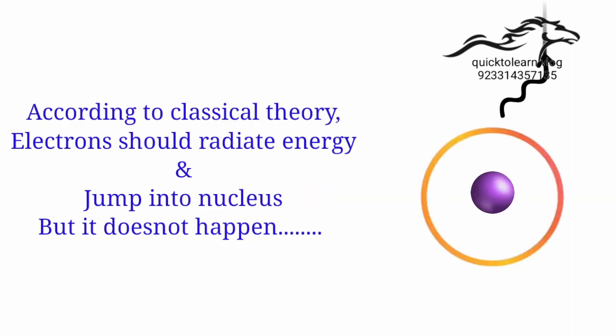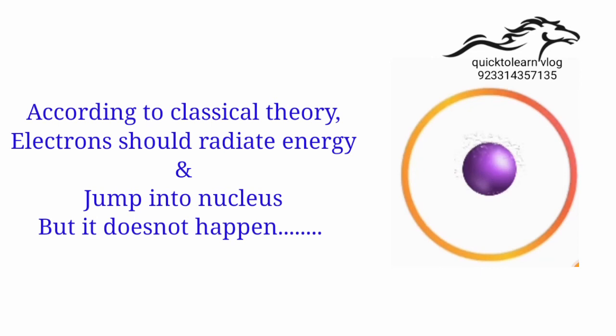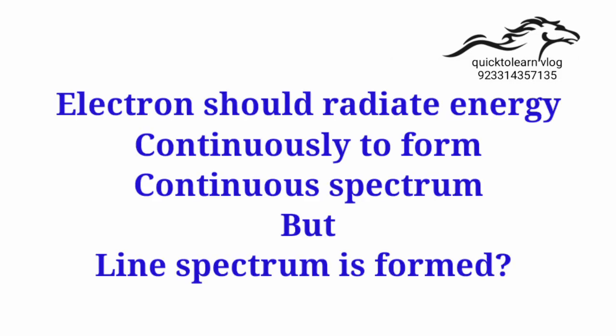What are the defects, that is, the limitations, which were observed in the Rutherford atomic model? According to the classical theory of electromagnetism, an electron should radiate energy and fall into the nucleus. If that happens, the atom may not exist. Electrons should radiate energy continuously to form a continuous spectrum, but a line spectrum is formed.